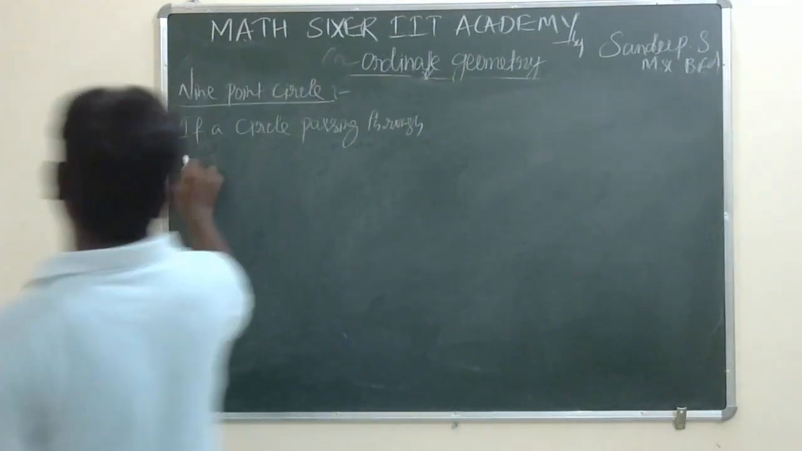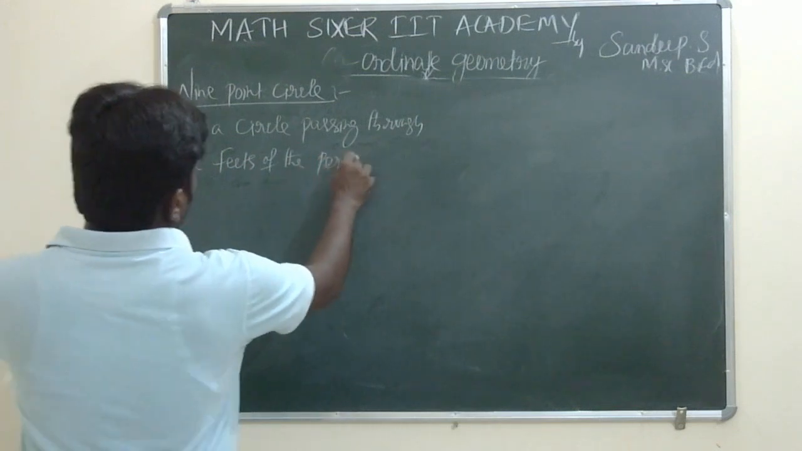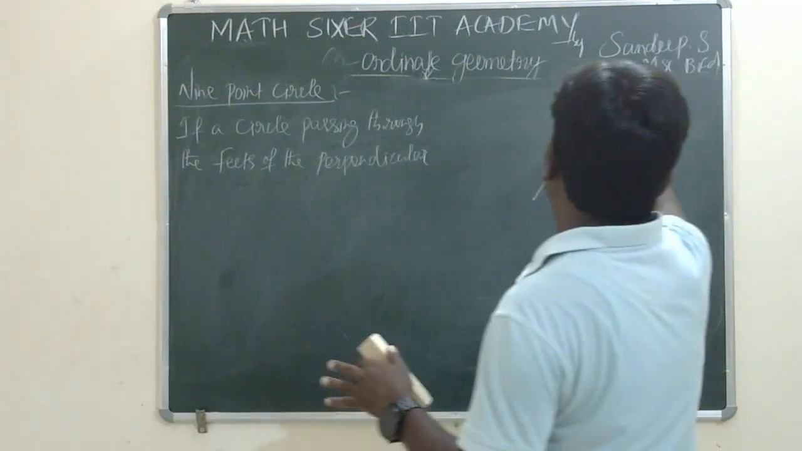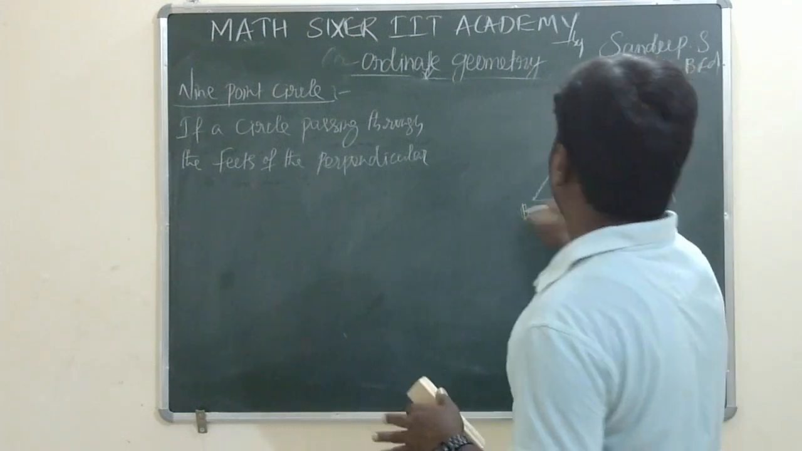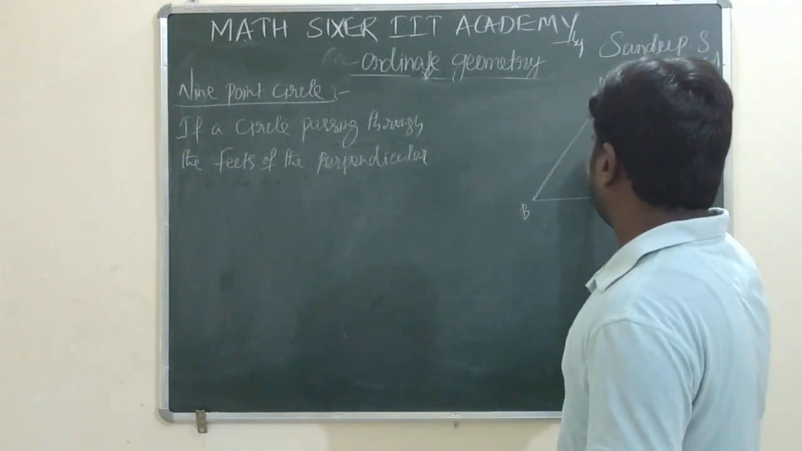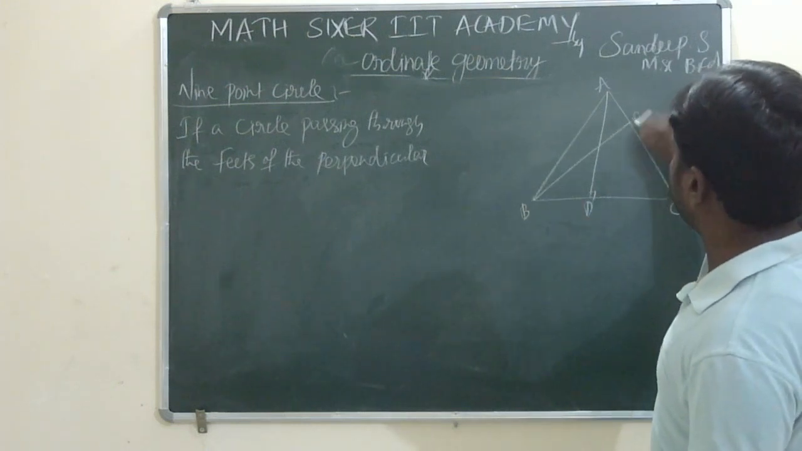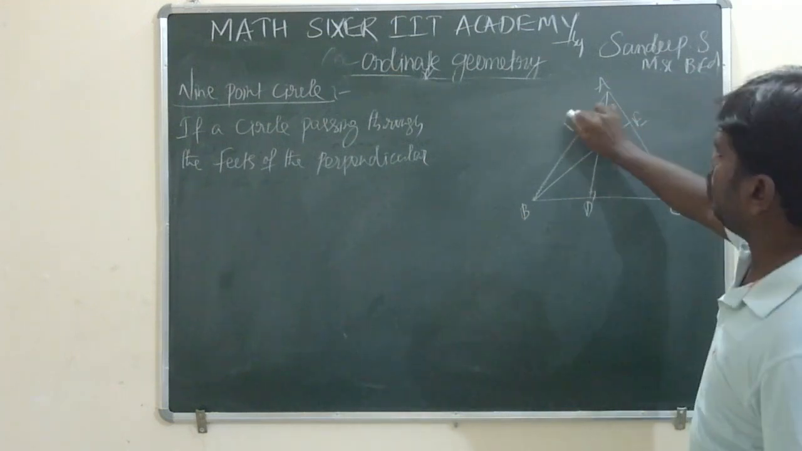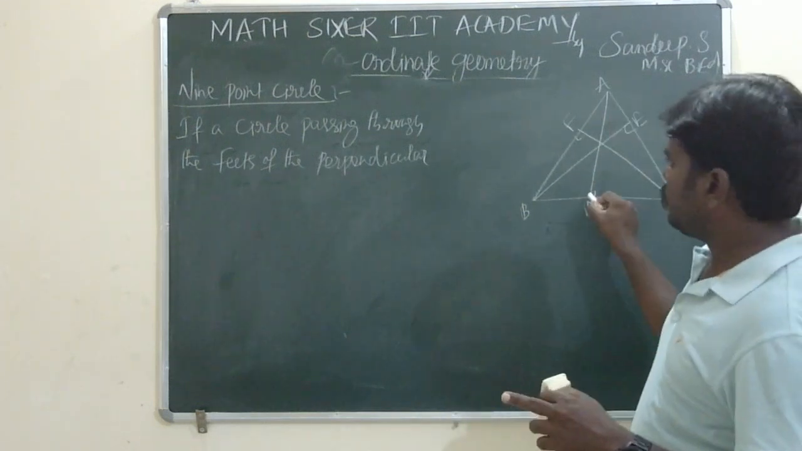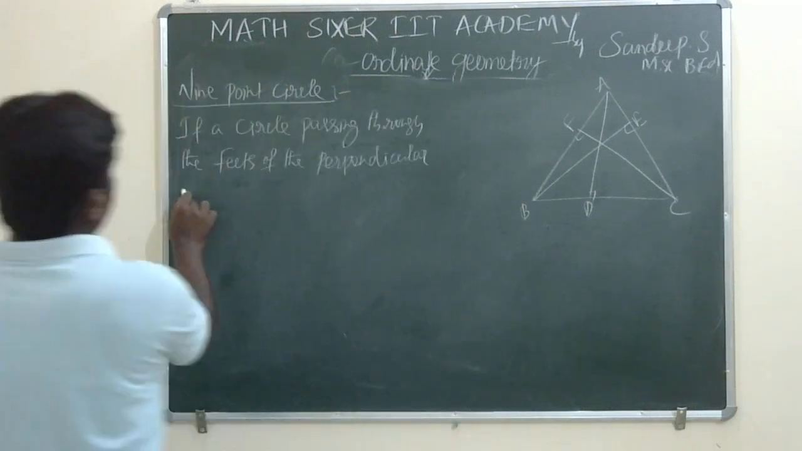If a circle passes through the feet of the perpendiculars. Let me draw the diagram and explain with its help. Here I am taking a triangle ABC. Feet of the perpendicular means first you draw the perpendiculars: AD perpendicular, BE perpendicular, and of course CF perpendicular. A circle passing through the feet of the perpendiculars means the circle must pass through these 3 points, D, E, F.